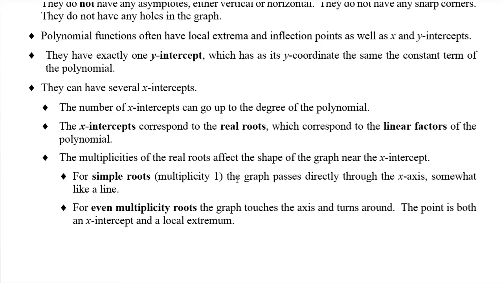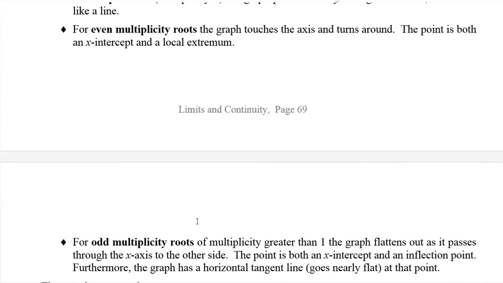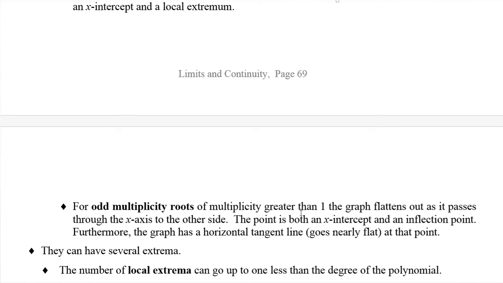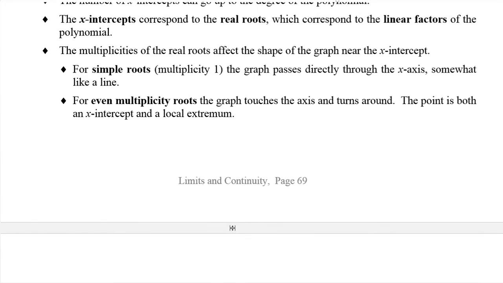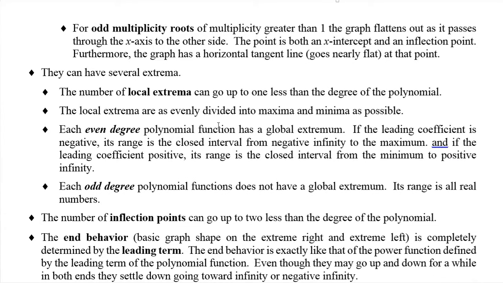For simple roots, multiplicity 1 roots, the graph passes directly through, somewhat like a line if you zoomed in close. Even multiplicity roots will touch the axis and turn around, so that'll be an x-intercept, but it'll also be a local extremum, a local maximum or local minimum. And for odd multiplicity roots, if the multiplicity is greater than 1, like multiplicity 3 or 5 or 7, the graph flattens out as it passes through the x-axis, but it does go on to the other side. That point is both an x-intercept and an inflection point, and it has a horizontal tangent line at that point. Some of this we'll explain more when we get to studying derivatives.